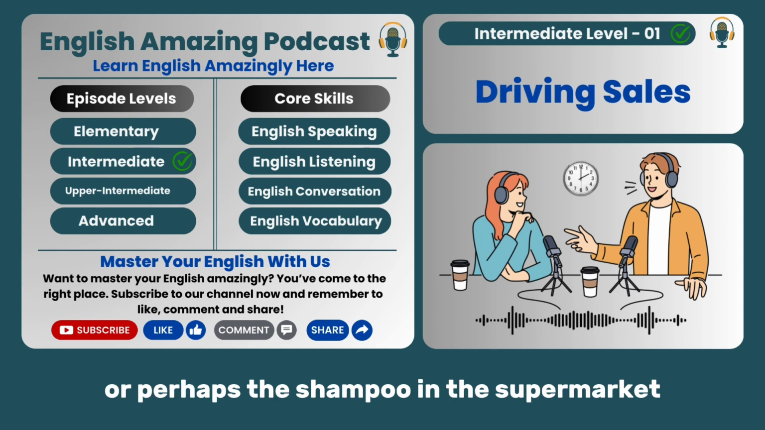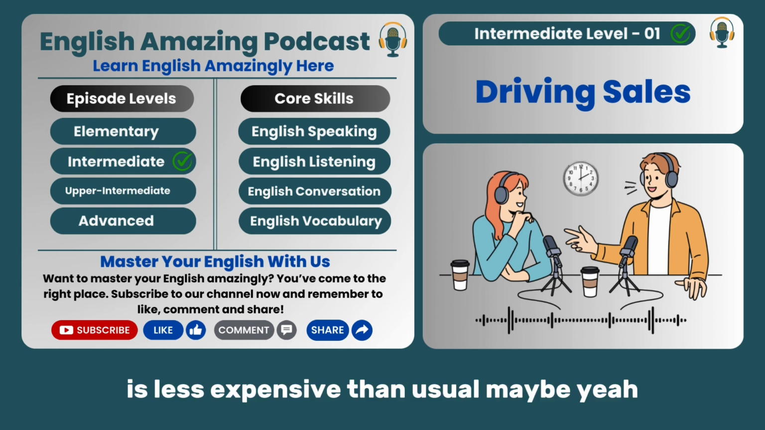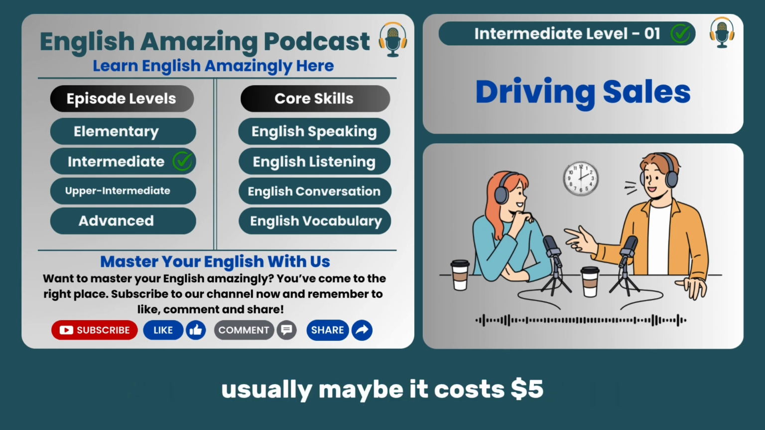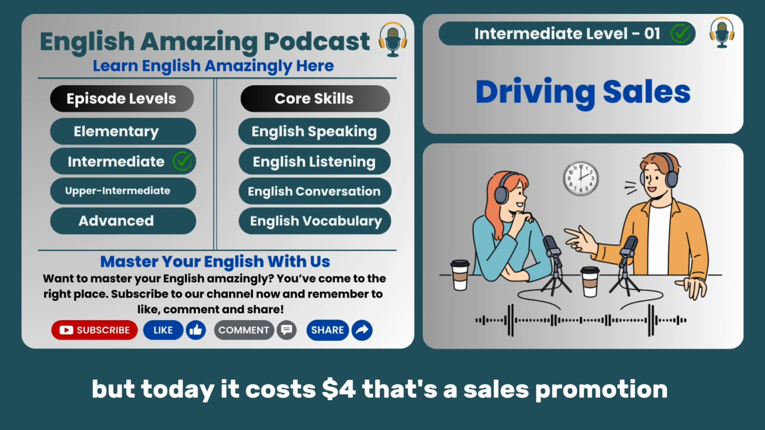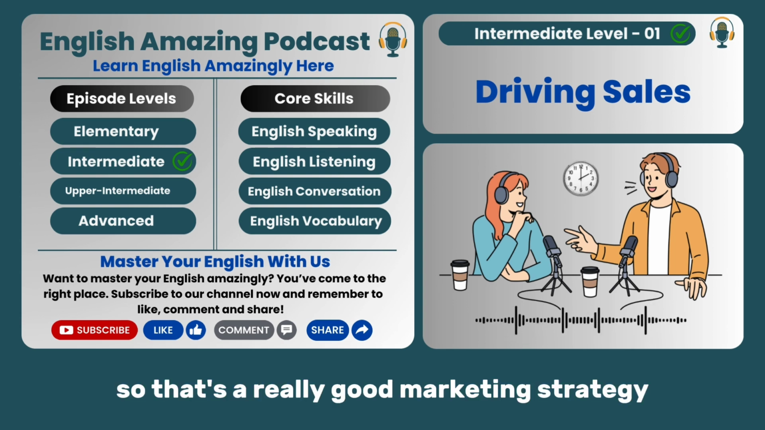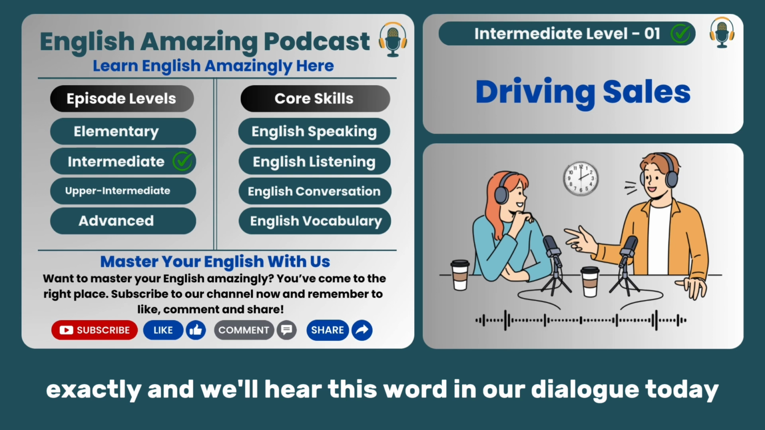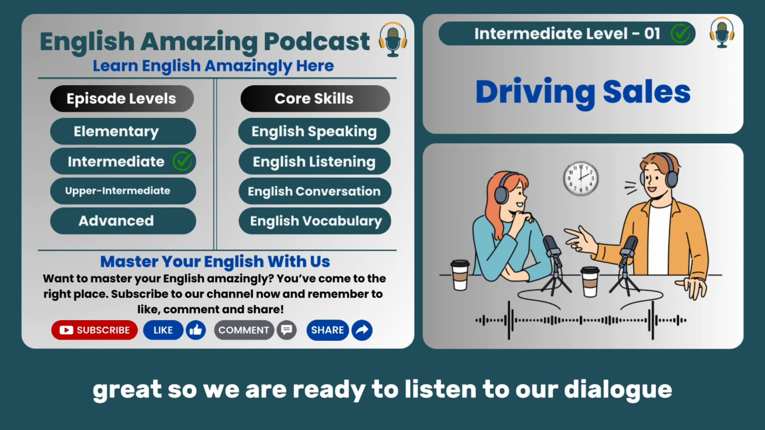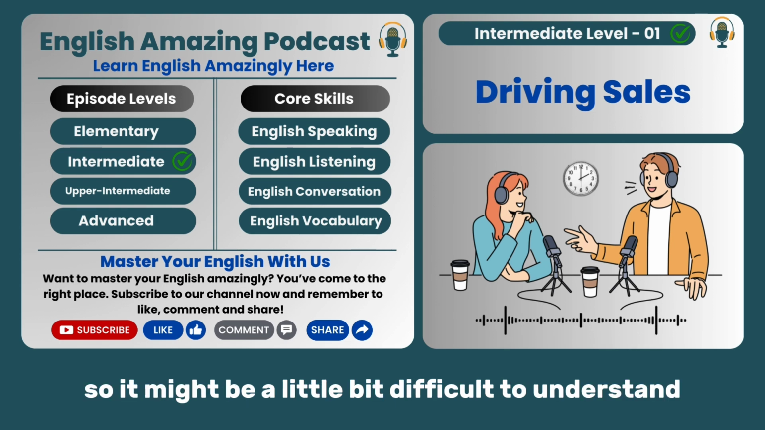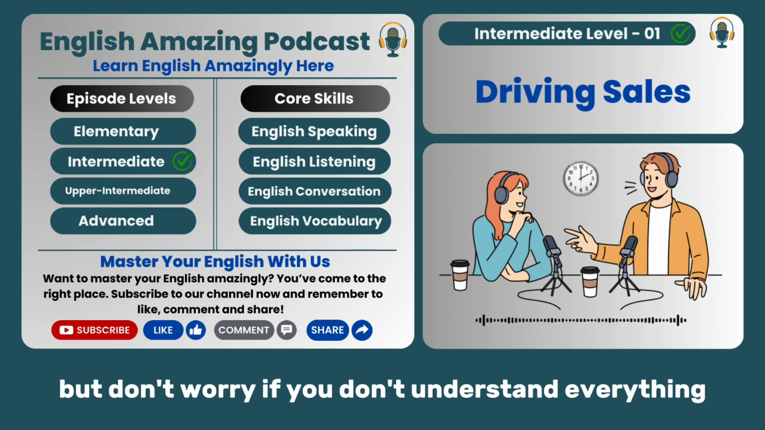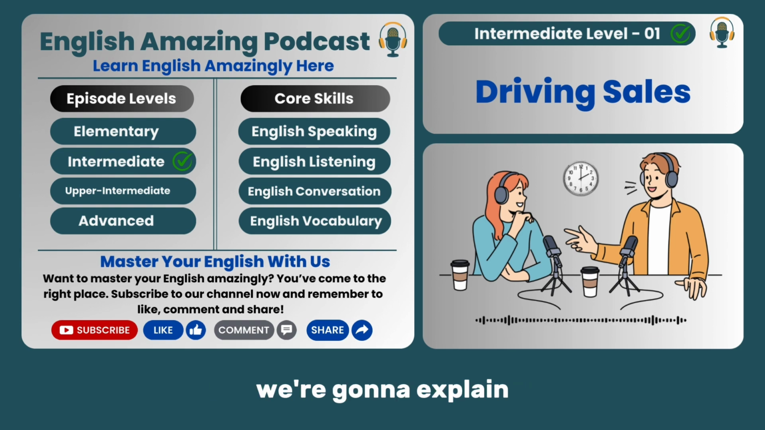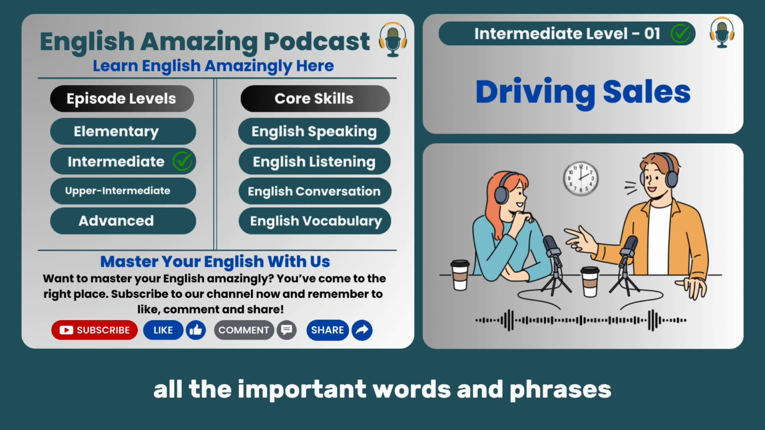Or perhaps the shampoo in the supermarket is less expensive than usual. Usually maybe it costs $5, but today it costs $4. That's a sales promotion, a really good marketing strategy. And we'll hear this word in our dialogue today. So we are ready to listen to our dialogue. It's going to be pretty fast, so it might be a little bit difficult to understand. But don't worry if you don't understand everything, because later in this lesson, we're going to explain all the important words and phrases.